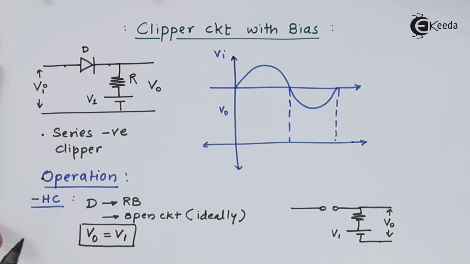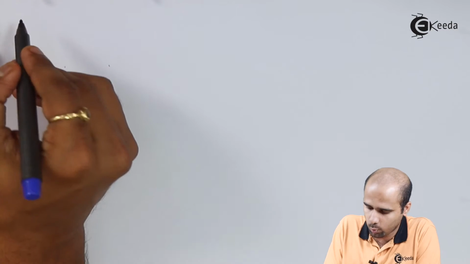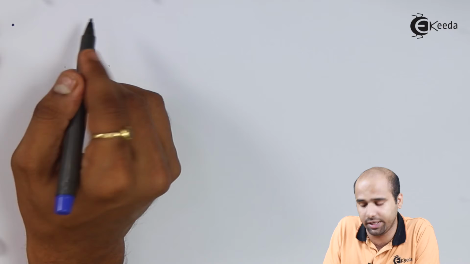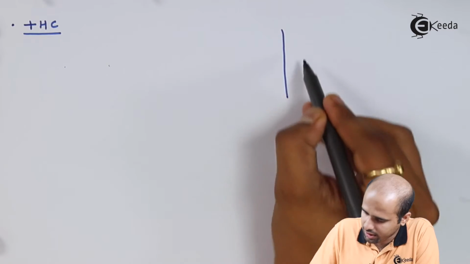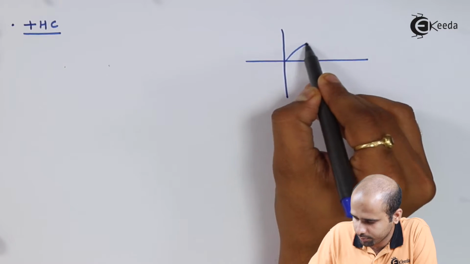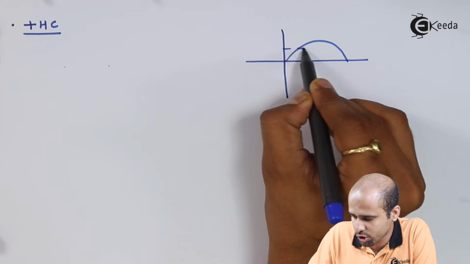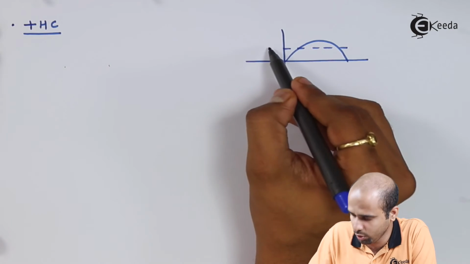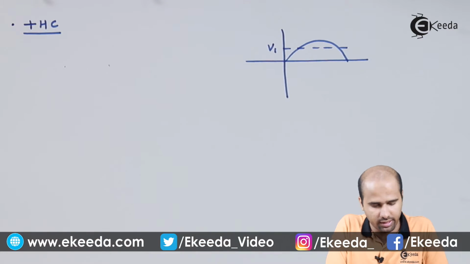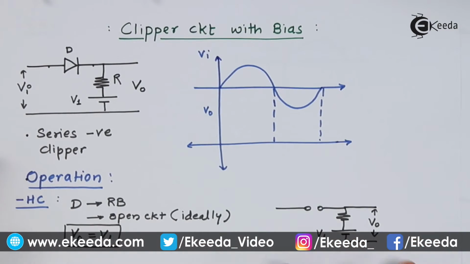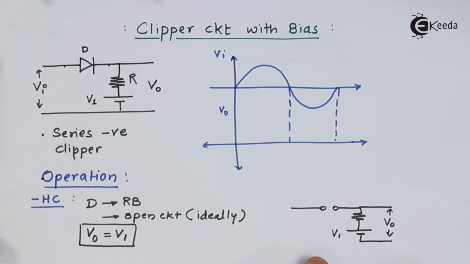Let's come to the next part of operation, that is the positive half cycle. The positive half cycle I will divide into 3 parts. Let us see why I am dividing this positive half cycle into 3 parts. This is my input waveform. And let us suppose this V1 is a positive value. Let us see, this V1 is positive and my circuit is such that I am operating for the positive half cycle.